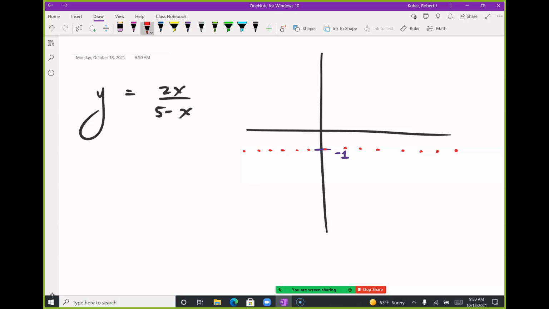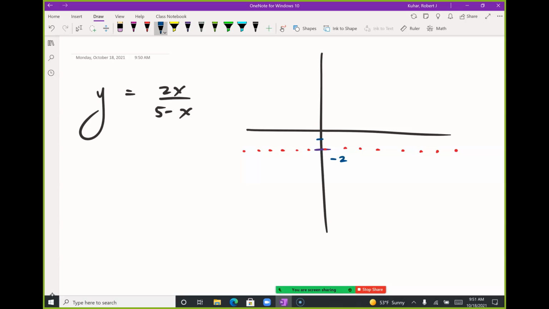Horizontal asymptote? Yes. Long run behavior. Would it be 1? Negative 1. Right. Look at the mother of the numerator and the mother of the denominator. It's not negative 1, it's negative 2. Negative 2, right?